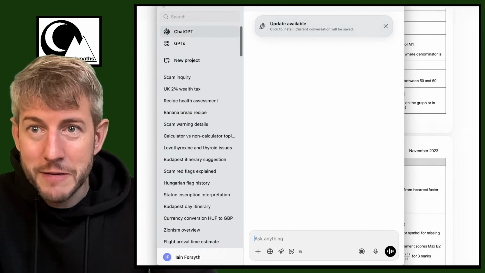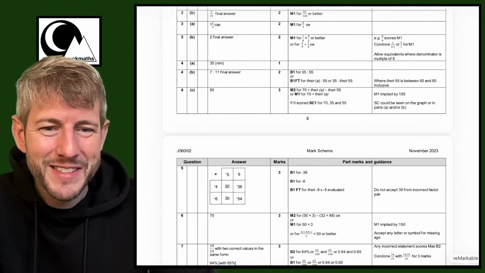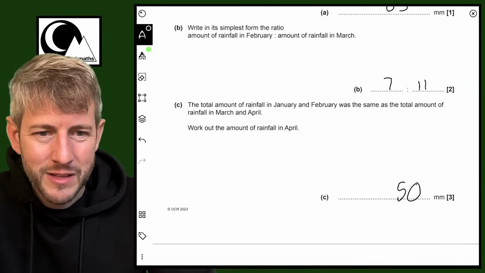Oh, no, that's ChatGPT. It looks very similar to this button here. Right, so here we go.